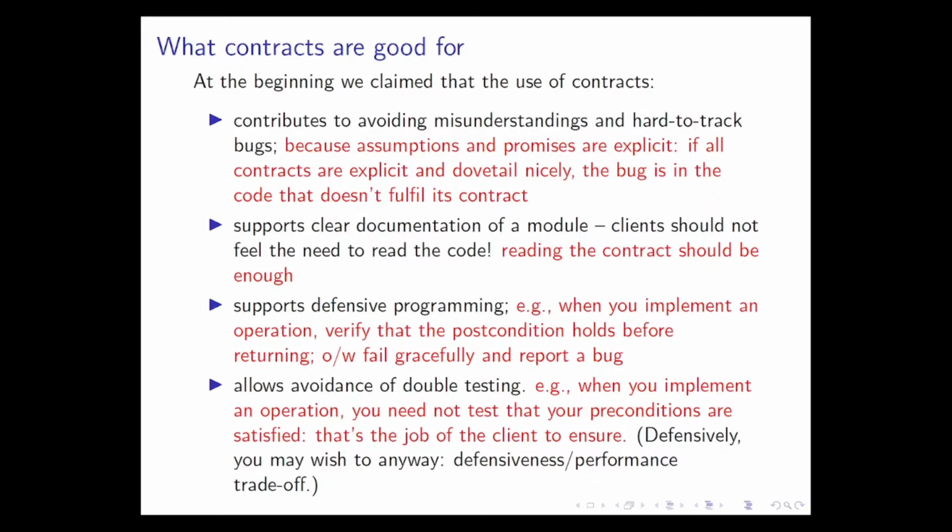And there's an interesting kind of trade-off between defensiveness, which makes it easier to track down bugs and may avoid the possibility of catastrophic failure, against the performance improvement that you may get by avoiding double testing. Which of those approaches is better will depend on the context in which you're developing.